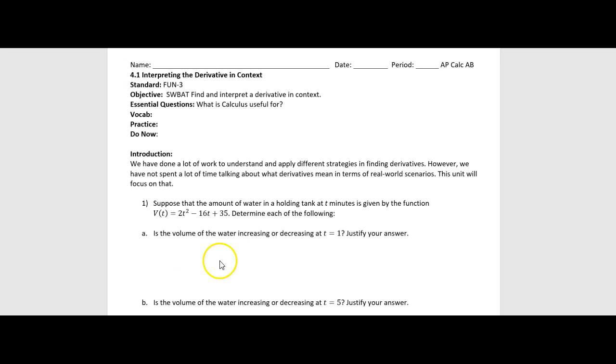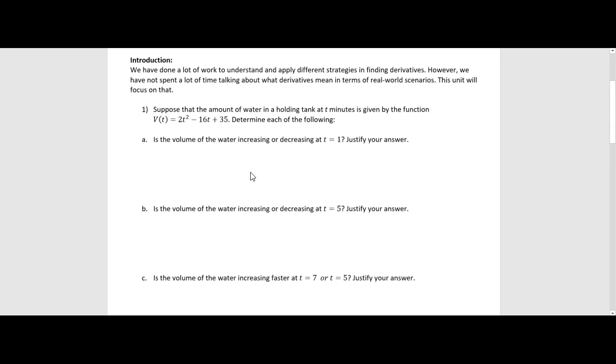All right, so it says we have done a lot of work to understand and apply different strategies in finding derivatives. However, we have not spent a lot of time talking about what derivatives mean in terms of real-world scenarios. This unit will focus on that.